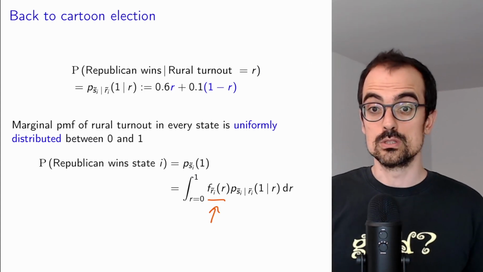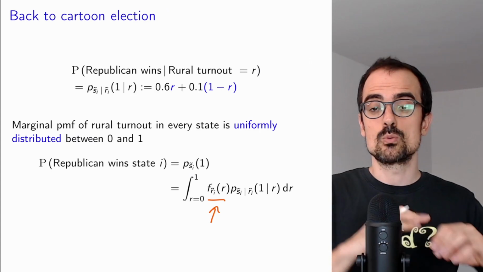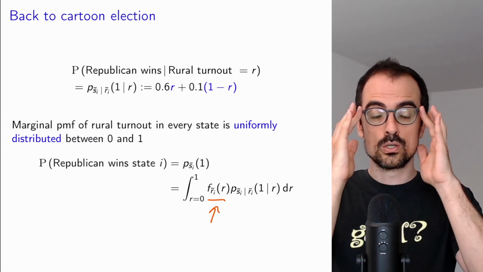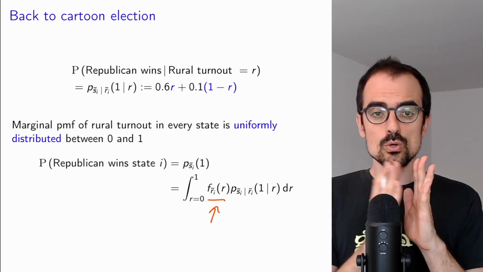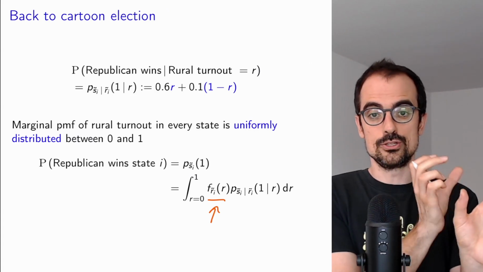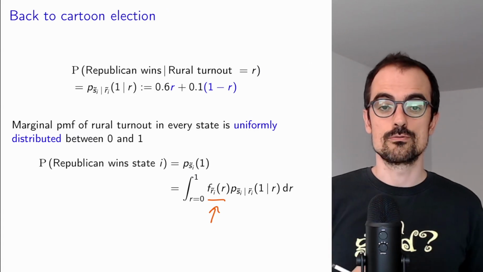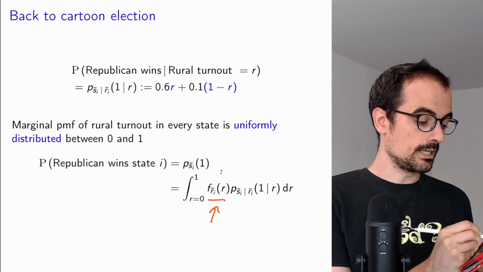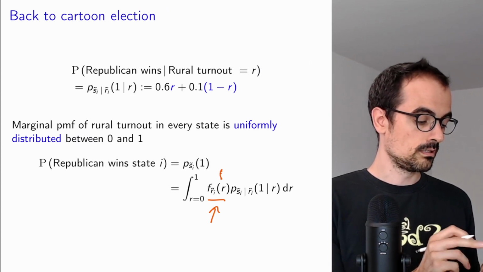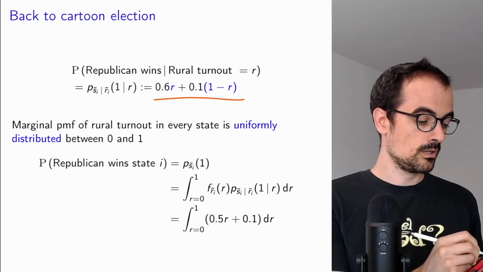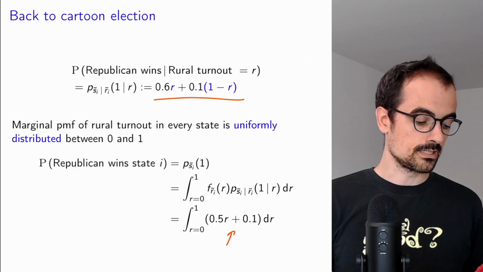PDF of the rural turnout. In our simplified example, we're just going to assume that it's uniformly distributed between 0 and 1. Okay, the rural turnout in each of the states is just this random variable that is uniformly distributed, has a density that is uniform between 0 and 1. Therefore, this is just equal to 1, and we can integrate the conditional PMF, which is equal to 0.5 R plus 0.1.